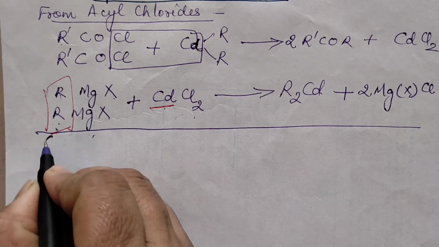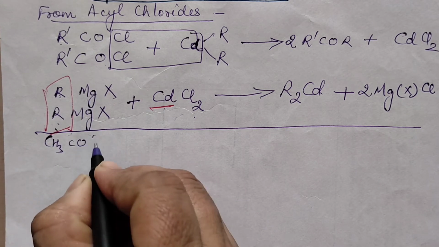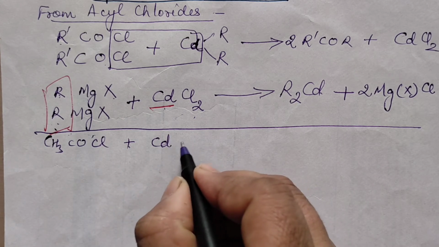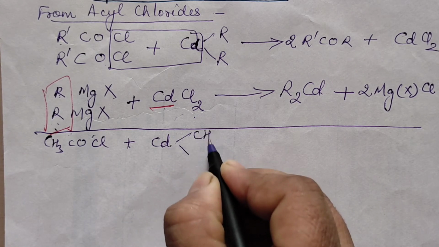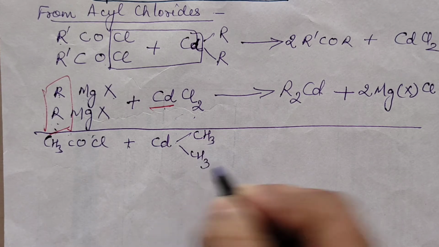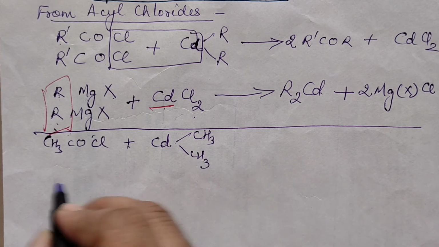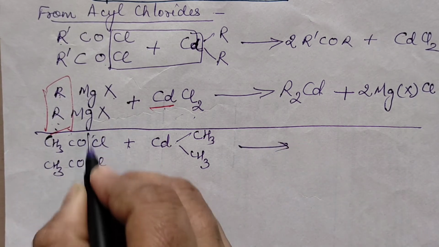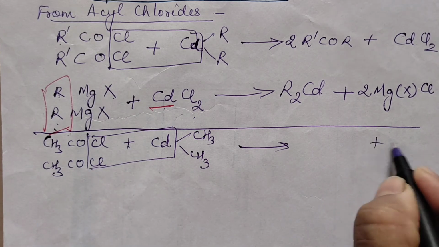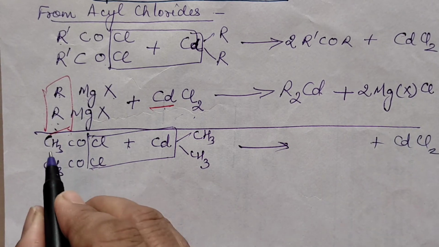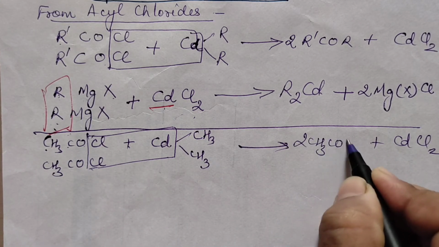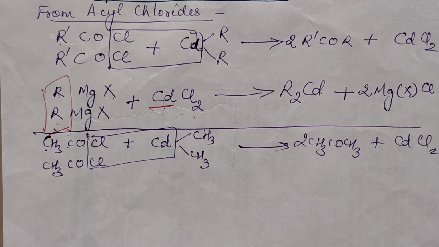Now instead of this, if I write some specific acyl halide, for example CH3COCl, and I am taking here say cadmium and CH3, or maybe I take some other alkyl also, that will form the same thing. There are two molecules of CH3COCl. So this part will come out as CdCl2, and the other one you are getting is CH3COCH3. That means two molecules of acetone will be obtained.